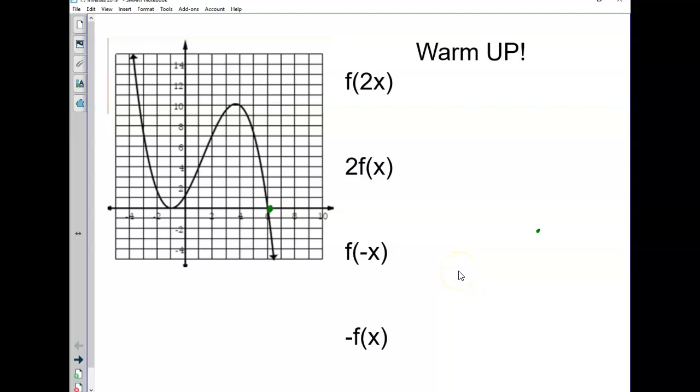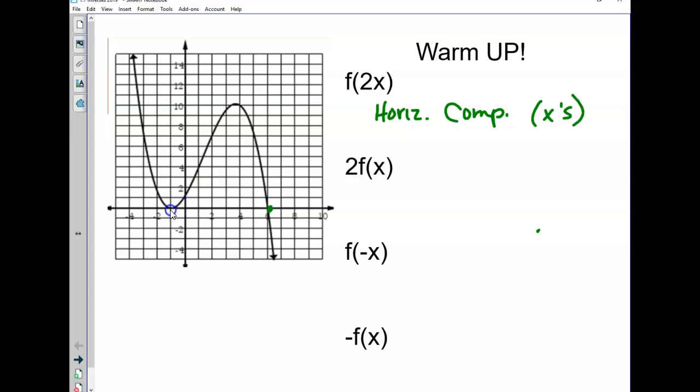Are about transformations and about what changes when we see these. So can you describe the transformation on the first one, guys? Anybody know what that would change? Yes, it is a horizontal compression. What does that mean? Does it change x's or y's? X's.